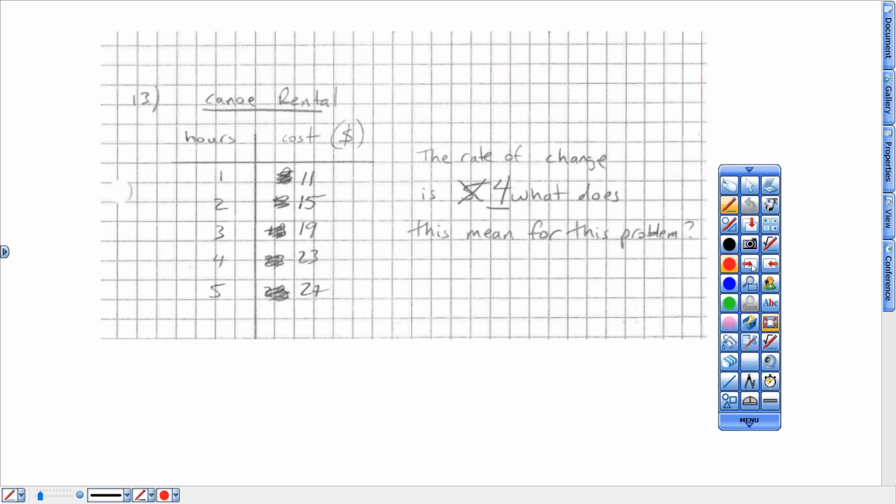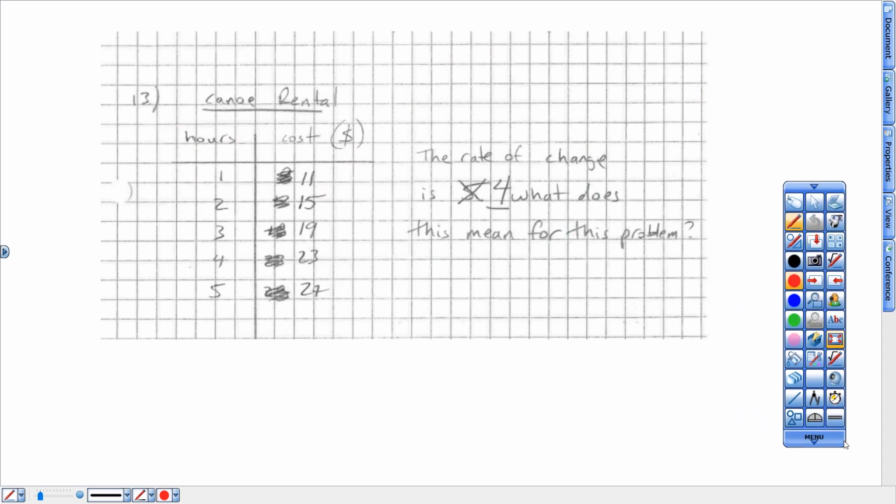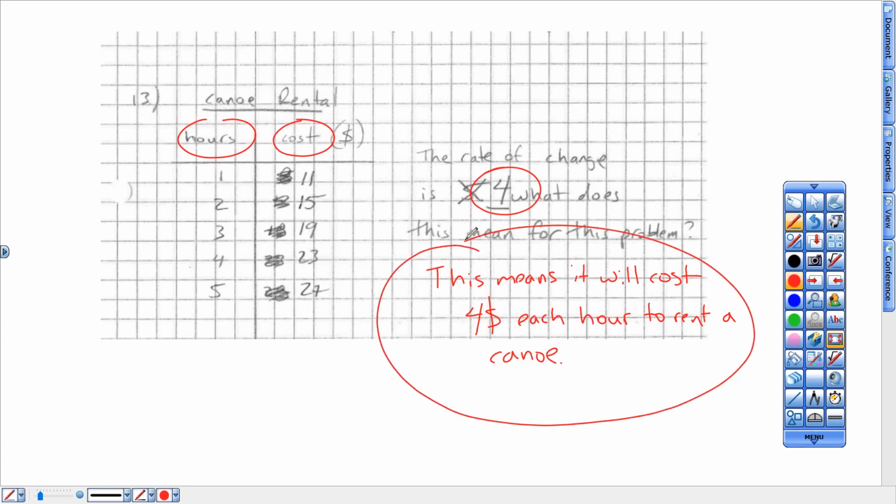All right, moving on. Number 13, this one, what does that 4 mean for this context? Cost and hours. This means it will cost $4 each hour to rent a canoe. That's what that means. That $4, that's the slope. That is $4 per hour. $4 for every 1 hour you're renting. That's how much you're spending on a canoe.